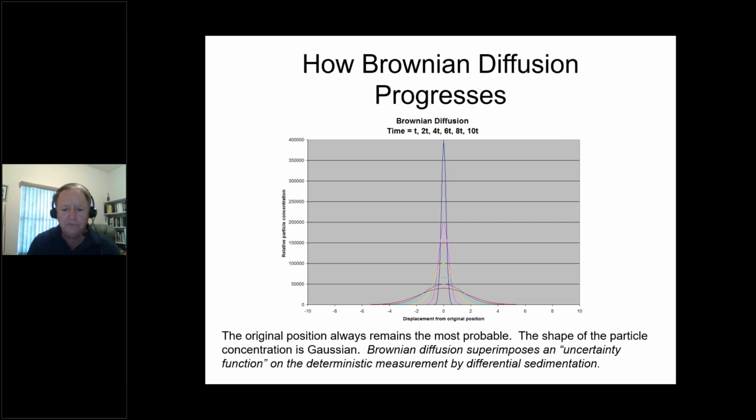In other words, the particles are sedimenting continuously under g-force at a deterministic rate, but they're also undergoing diffusion at an uncertain rate, and particles go in different directions randomly. So we have a broadening of the reported peak that represents the uncertainty in the position of individual particles.